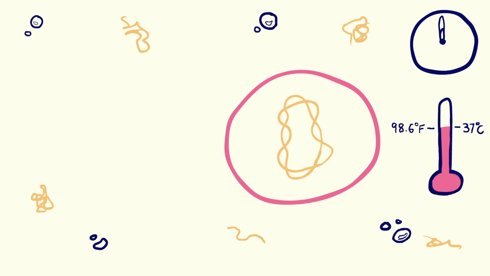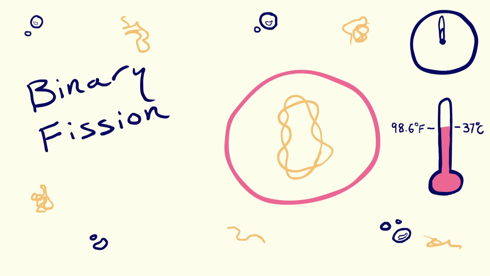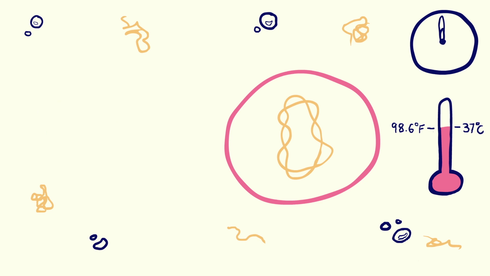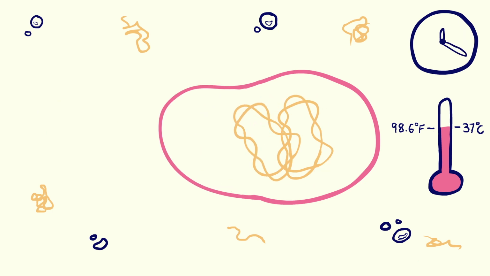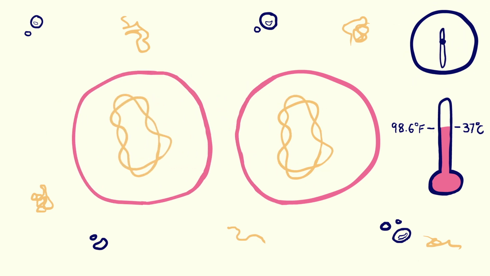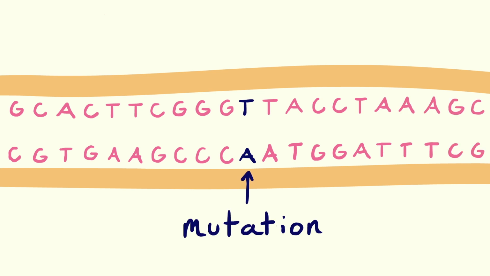When a bacterium duplicates in a process known as binary fission, it copies its DNA. This process can be rapid. Some species of bacteria can duplicate every 20 to 30 minutes in conditions with adequate nutrients, available water, and ideal temperatures. Since DNA replication occurs so often, mistakes, called mutations, are likely to occur.